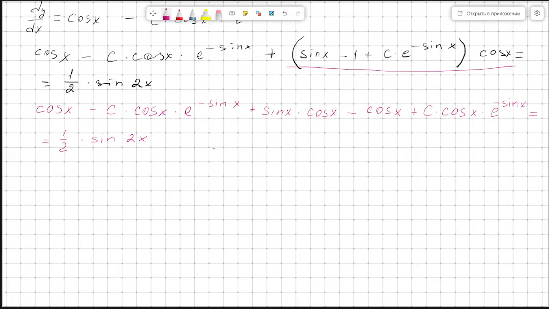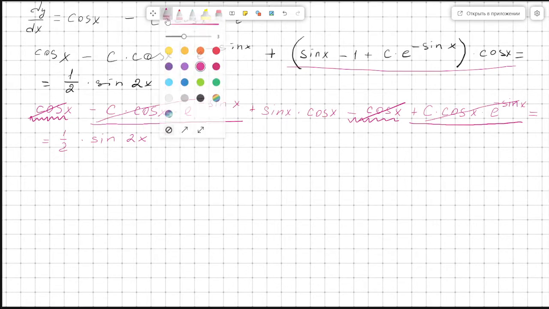Good. We can see that we have minus c times cosine of x times e and plus c times cosine of x times e. We can delete them, the difference of signs equals zero. Then we have cosine of x minus cosine of x. Delete. And sine of x times cosine of x equals 1 over 2 times sine of 2x.